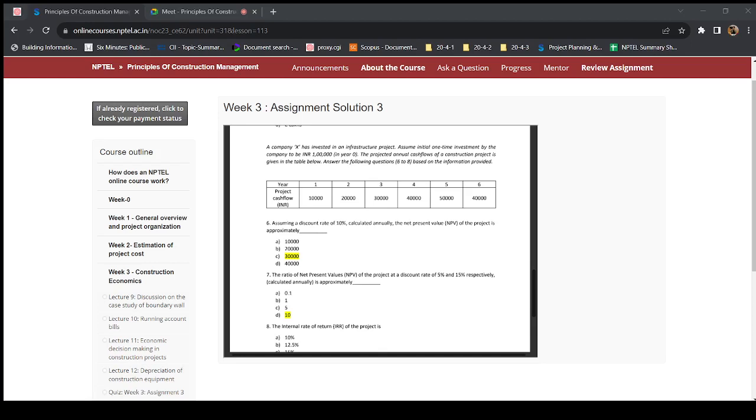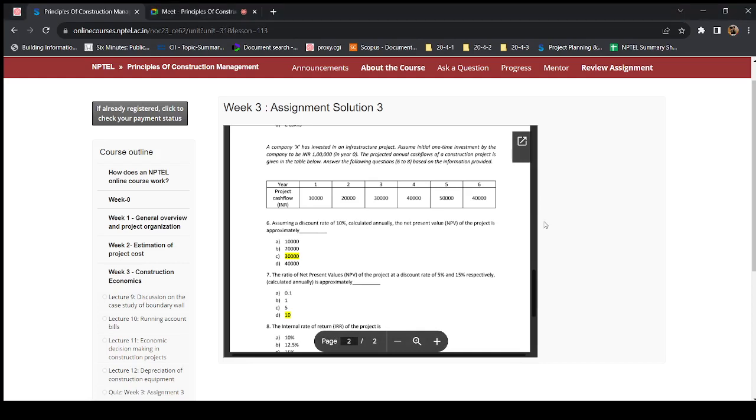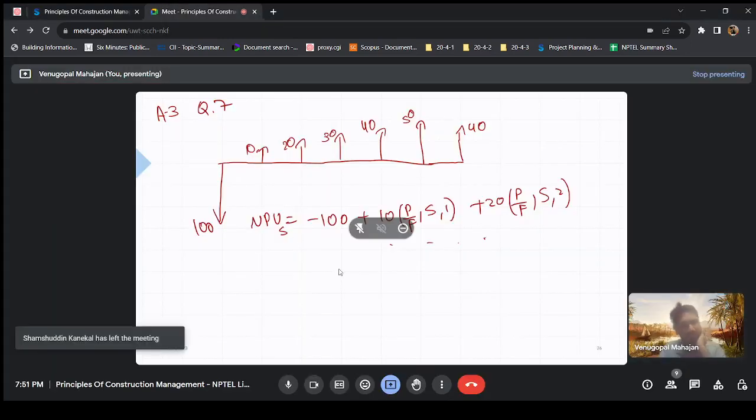So for 5% it would be 10 into P given F 5% 1, plus 20 P given F 5% 2, and so on, right? Yes, sir. Is this how you followed and are not getting the right answer? Yes, sir. I was following that formula: sigma t equals 1 to n, cash flow at t divided by (1 plus k) to the power t.